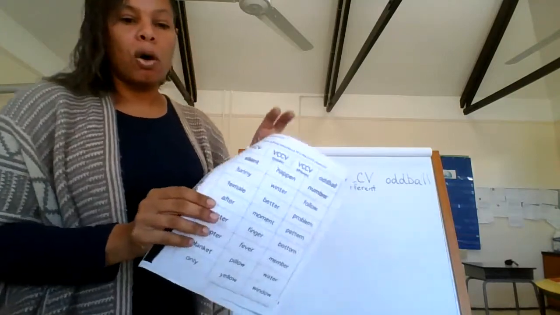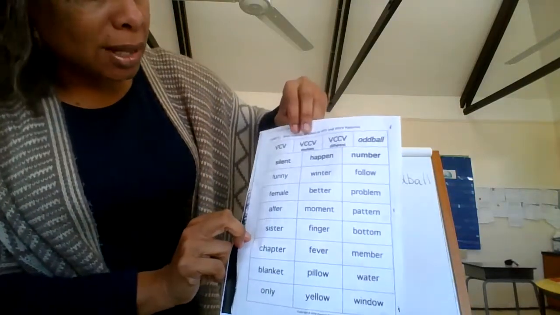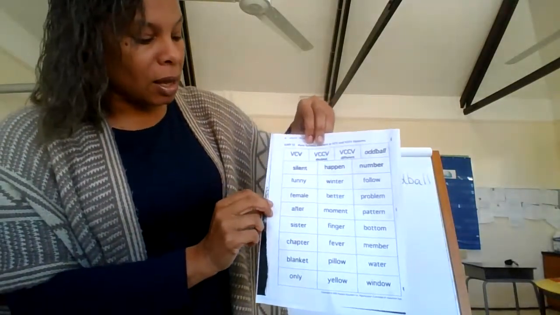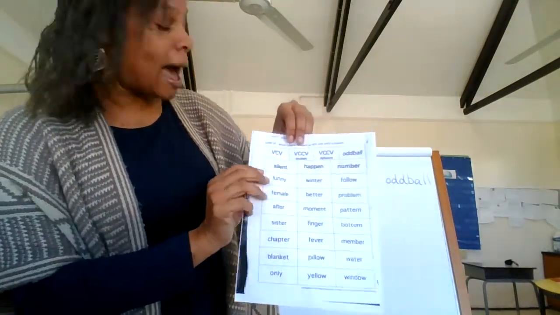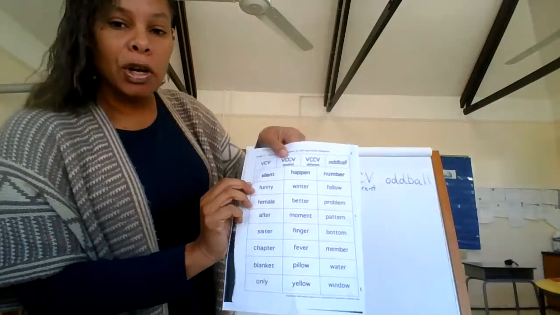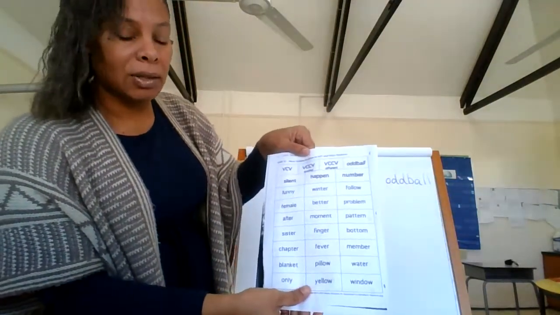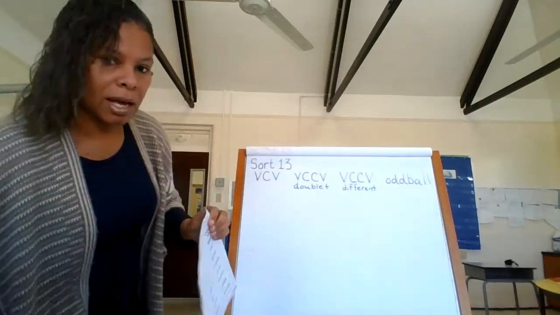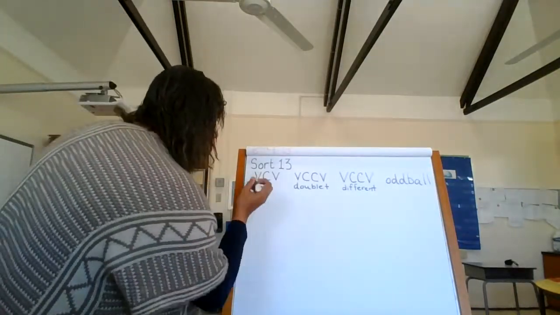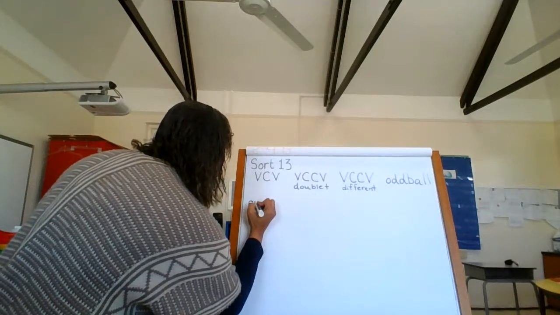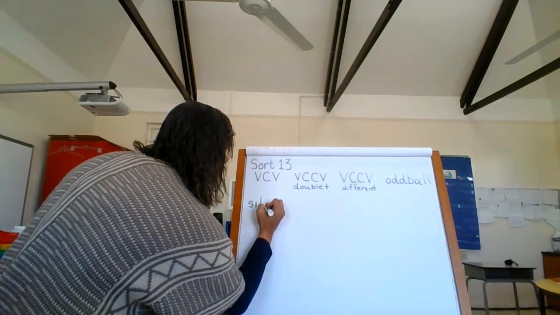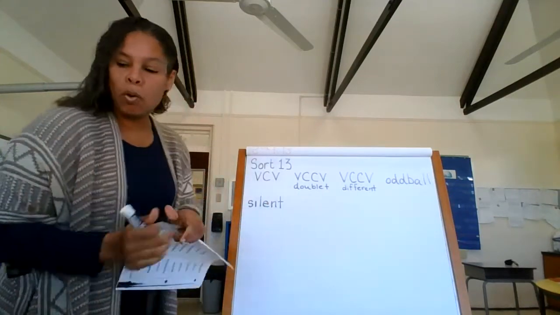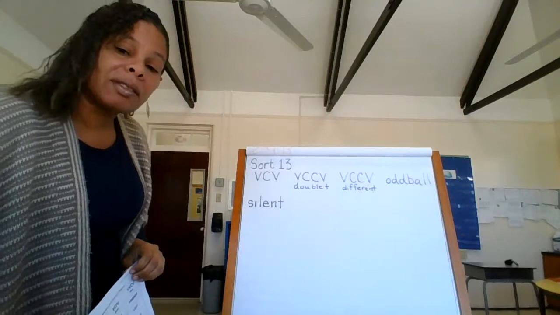On this sheet, you're going to notice that there are 3 words in bold. These 3 words actually have these 3 patterns. The first word that we're going to write is the word silent. I want you to write the word silent under the pattern VCV. I'm going to do that as well. Silent, S-I-L-E-N-T.